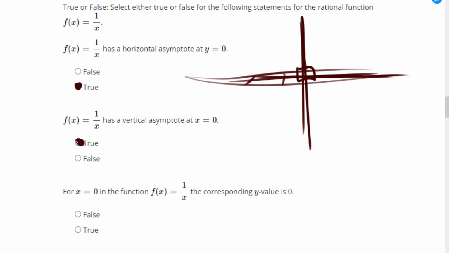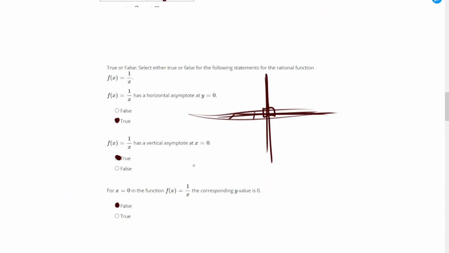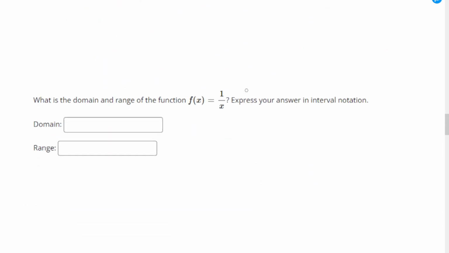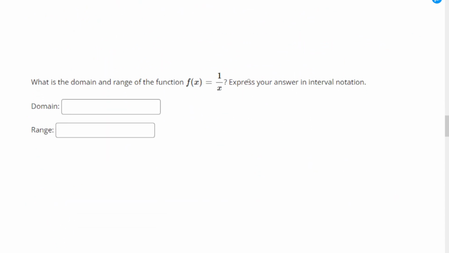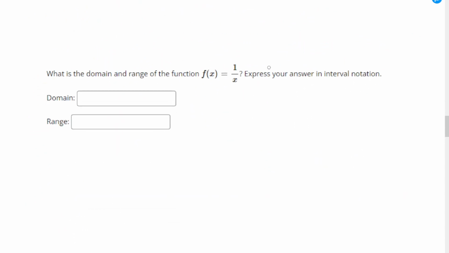For x equals 0 and the function f of x equals 1 over x, the corresponding y value is 0. That is false because x is not allowed to be 0. It will give you a bad value. It will be undetermined. I don't remember if that's a term. It just doesn't work. What is the domain and range of the function f of x equals 1 over x?